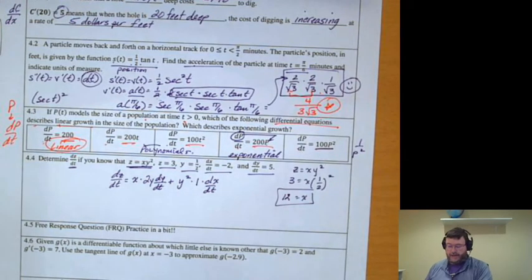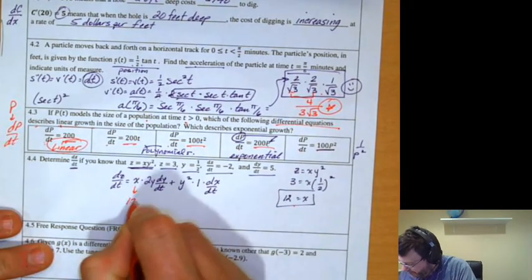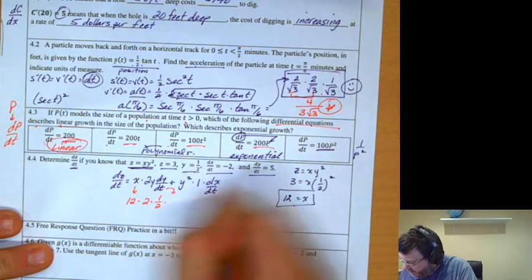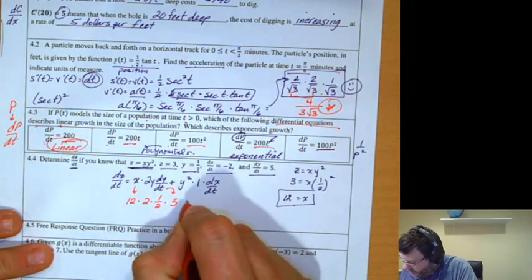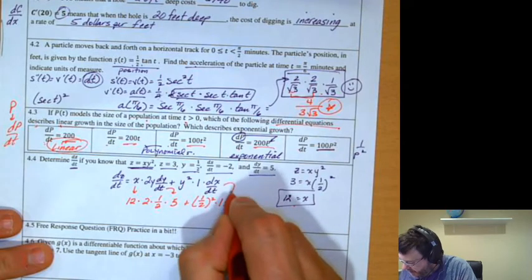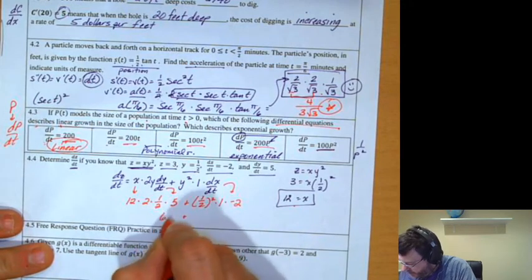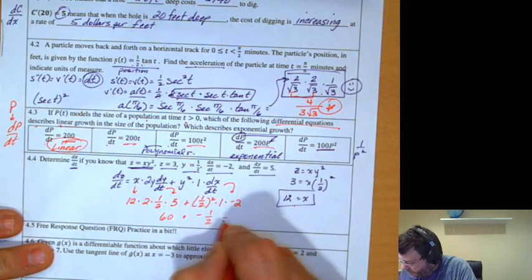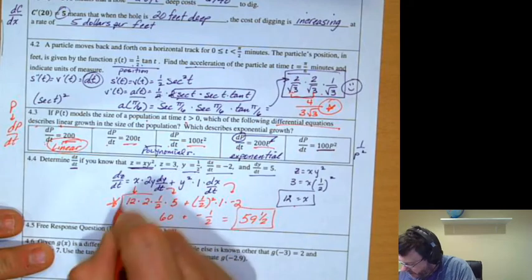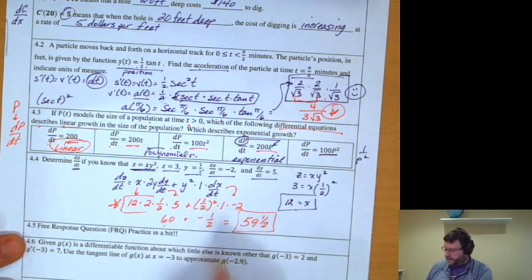Now, this is just plugging in numbers. So we found x was 12. We found 2 and y was 1/2. We know dy/dt is 5. We know y squared is 1/2 squared, times the 1, times the dx/dt, which is -2. So we get 60 plus a -1/2, which is 59 and 1/2. Now actually this one is all numeric, so that answer would be acceptable. This answer would be acceptable. Okay.